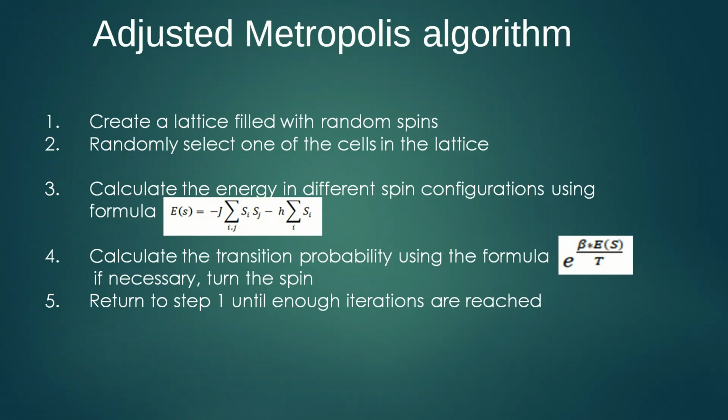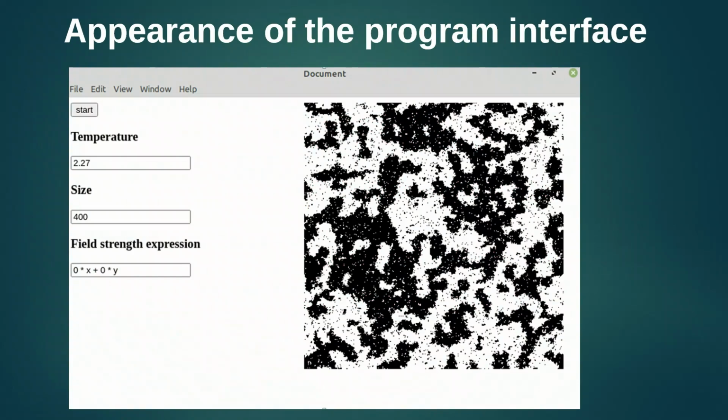For studying the model's behavior, a computer simulation was developed based on Metropolis's algorithm, adjusted for the case of an external inhomogeneous field. The steps of it are shown on the slide. The simulation allows experimenting with such parameters: temperature, lattice size, and field distribution law.